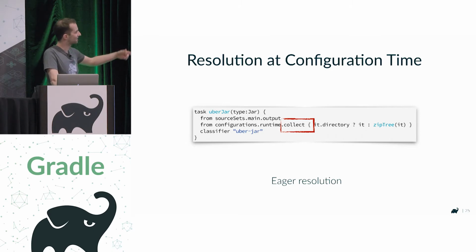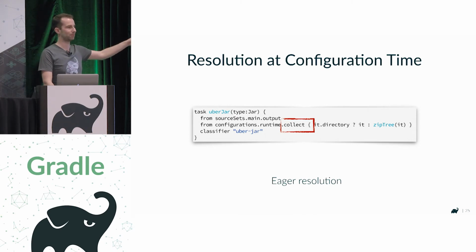So what this is trying to do is package the main sources, the main outputs, so the main classes, into a jar, and then package all runtime dependencies into a flat structure. So it's going to go and take all the classes folders and unzip all the jars on my runtime configuration and package them all into one jar.